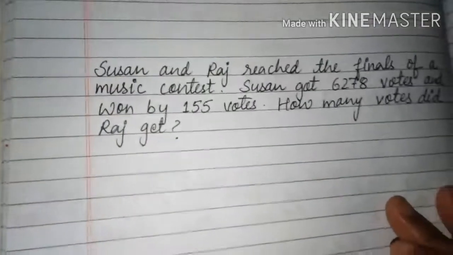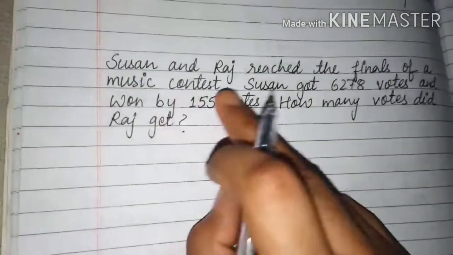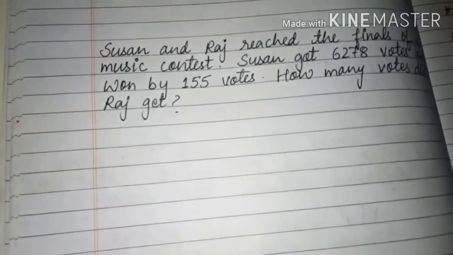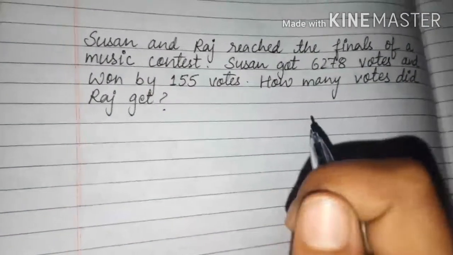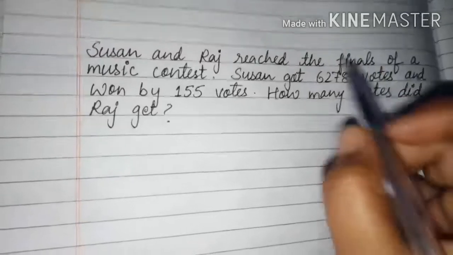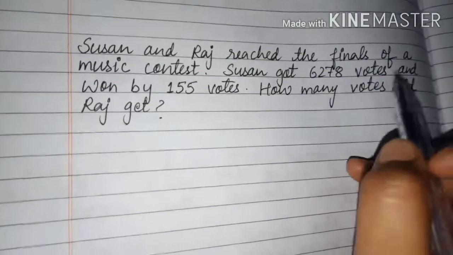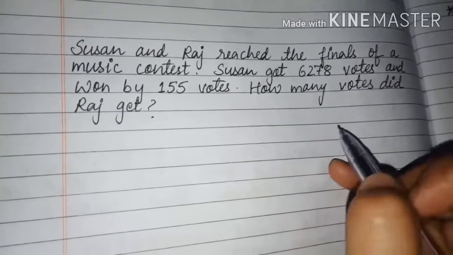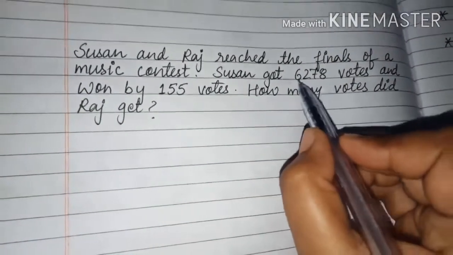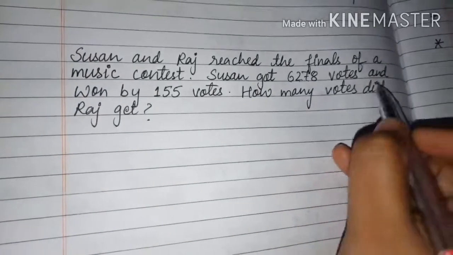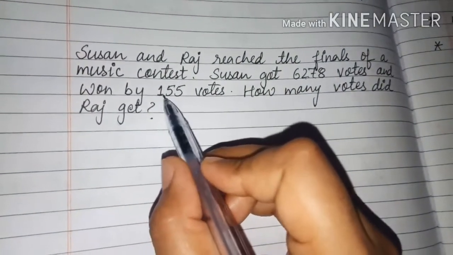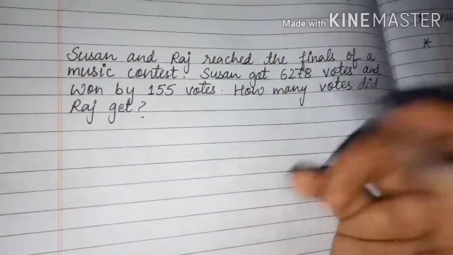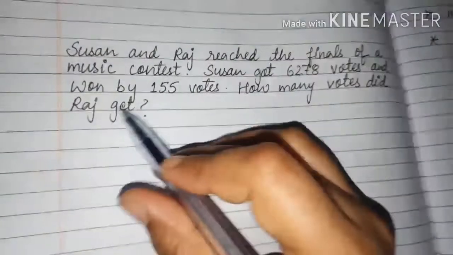Suzanne and Raj reached the finals of a music contest. One music contest was being held and Suzanne and Raj both participated in it. So both of them reached the finals. Suzanne got 6278 votes. Suzanne को कितने votes मिले? 6278 votes मिले and she won by 155 votes. She wins over Raj by 155 votes. So how many votes did Raj get?